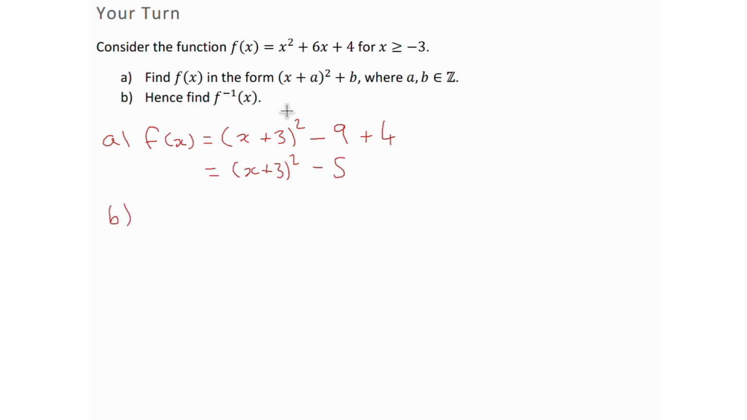Part B, hence find the inverse of f. And actually, this is the way we find the inverse of quadratics. We have to complete the square and go through this process. But to do this, first of all, we're going to start by rewriting it as y equals (x plus 3) squared minus 5.